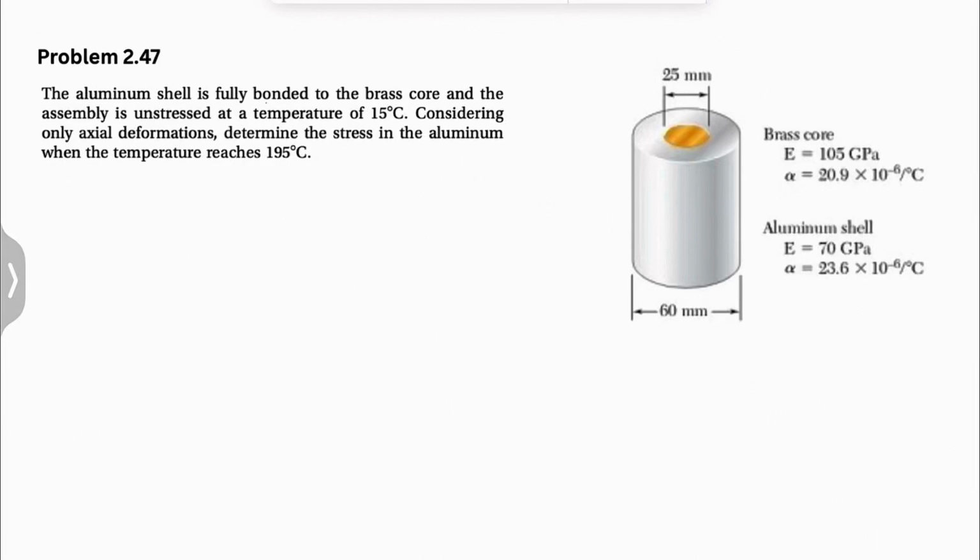Okay, so we have another question from the second chapter of Mechanics of Materials by Johnston, and we have an aluminum shell that is fully bonded to the brass core, and the assembly is unstressed at the temperature of 15 degrees. Considering only axial deformations, we need to determine the stress in the aluminum when the temperature reaches 195 degrees centigrade.